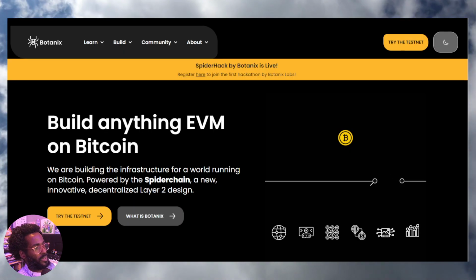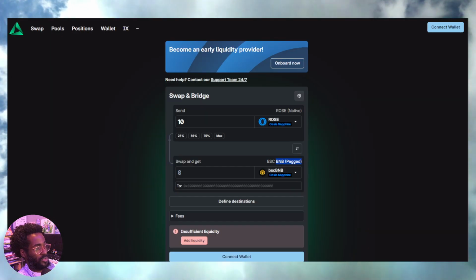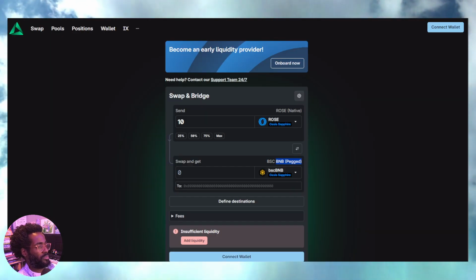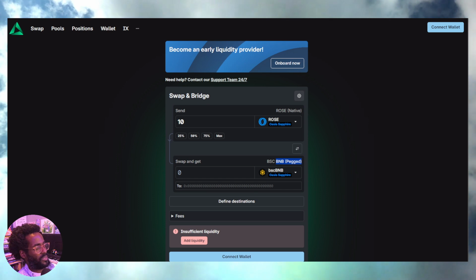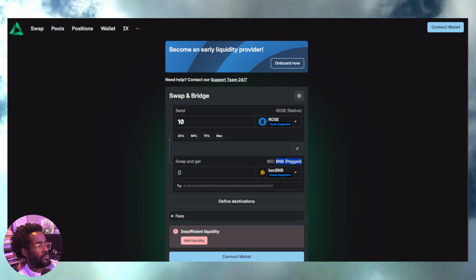But Botanix and Spiderchain and illumineX, I have a feeling there's going to be a pretty good connection coming at some point in time. And what that's going to do, in my opinion, is help with the flow of things like BRC-20s and, of course, just Bitcoin as a whole, right?